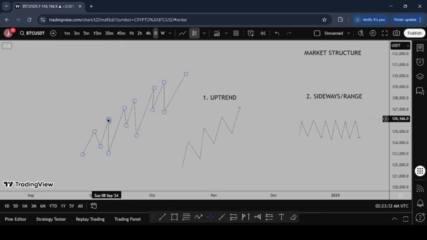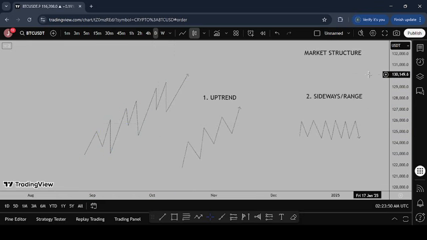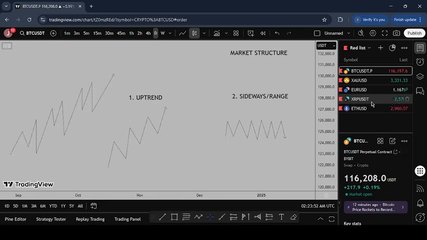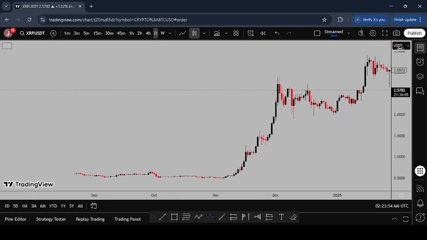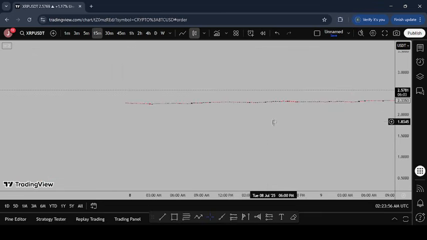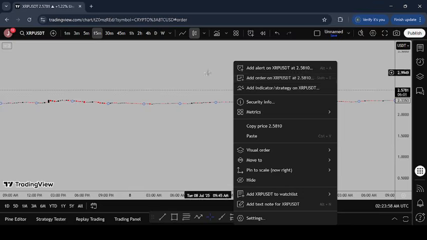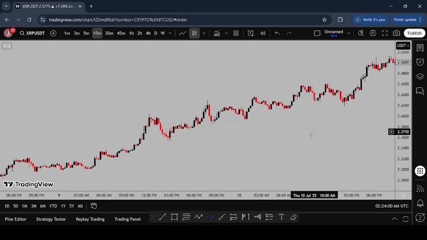Why? Because of how the market creates those moves. We SMC traders believe whenever the market is making those structures, the market is always after liquidity. And of course, at every low and high that the market creates, there is liquidity for the market to hunt. For example, if I go to a chart right now, let me give you guys an example. Let me look for an uptrend in XRP. Let me quickly look for an uptrend.